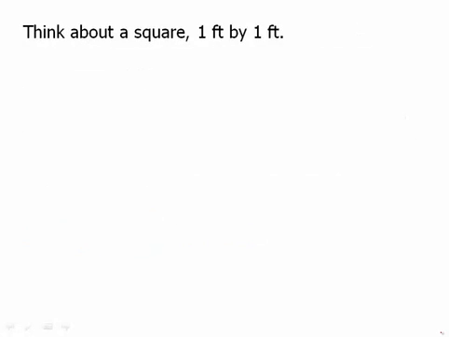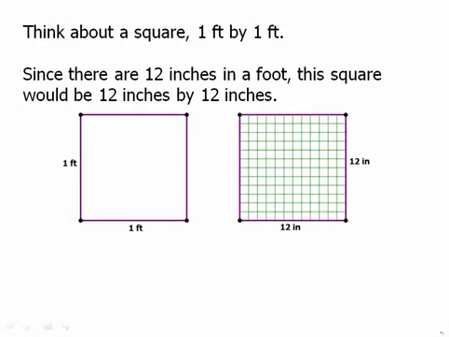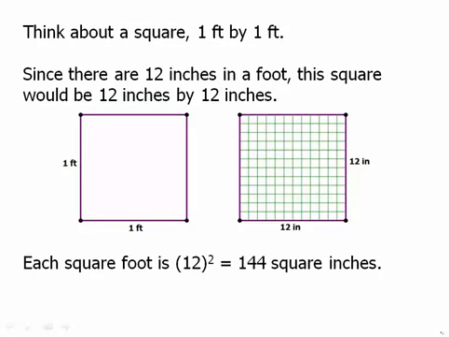Think about a square 1 foot by 1 foot. Since there are 12 inches in a foot, this square would be 12 inches by 12 inches. And we could visualize it like this. So obviously, there's much more than 12 square inches in that square foot. 12 square inches would just be one tiny column or one tiny row. The whole square foot is 12 times 12, or 144 square inches. 1 square foot equals 144 square inches.